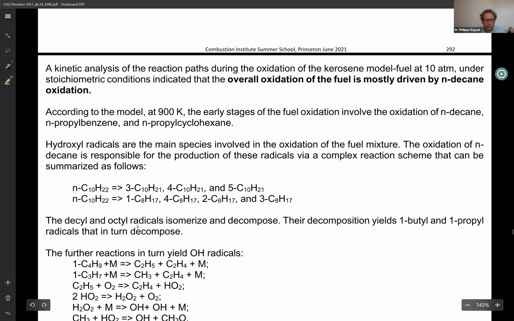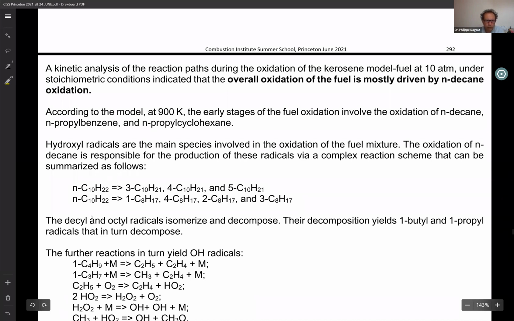There will also be some smaller species which can be produced, C8H17, and so octyl radicals. So these decyl and octyl radicals can isomerize and decompose. Their decomposition will yield 1-butene and 1-propyl radicals, which in turn can also decompose. And the further reaction can yield OH radicals.